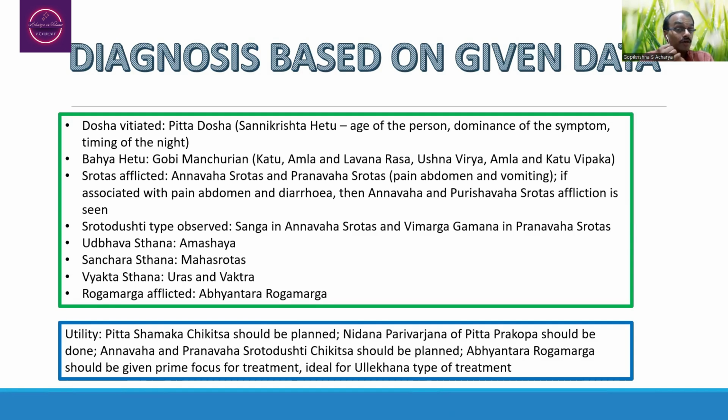The lower half was not being affected at this particular juncture because she was not having diarrhea, and she was not having disturbed Apanavata function. As far as Vyaktasthana is concerned, Uras and Vaktra were being observed here because she was having pain in the abdomen and she had vomiting. So Uras and Vaktra can be considered. The Roga Marga afflicted in this situation could be Abhyantara Roga Marga.